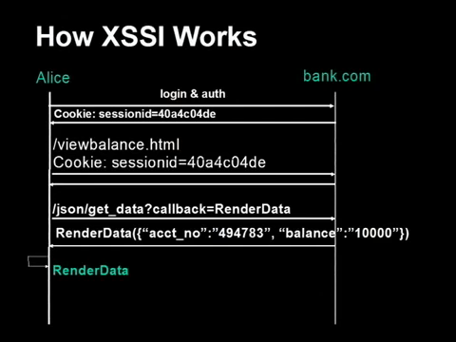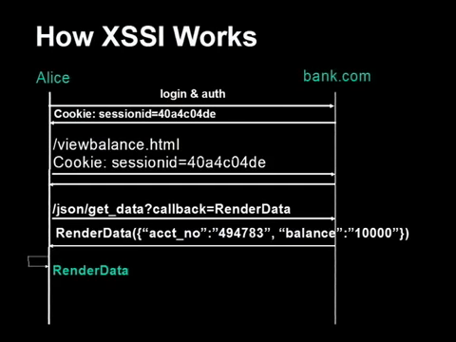So let me demonstrate exactly what happens with regards to how this code works, and then show you what can go wrong. So Alice may decide to log into bank.com. She goes and gets the regular login script. She gets back a cookie. She might click view balance. And when she clicks view balance, bank.com gives back viewbalance.html.